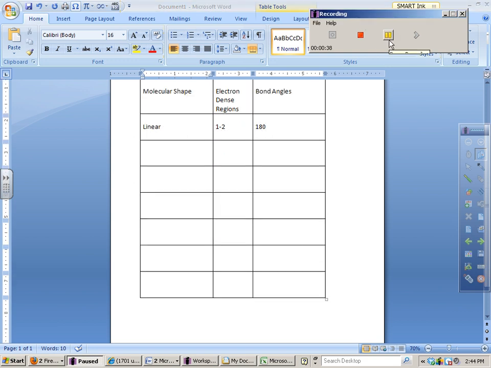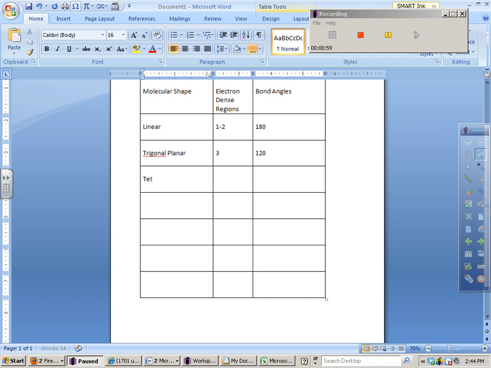Our next one we're going to call trigonal or triangular planar. That's going to have 3 electron dense regions and bond angles of 120 degrees.